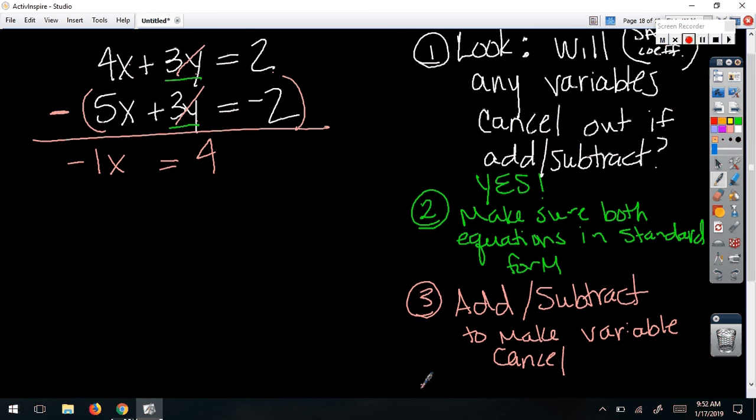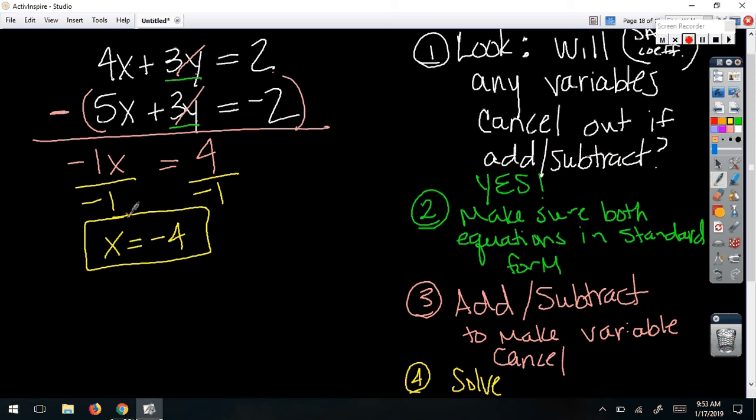Okay, so we need to solve for whichever variable we have. Well, if I have negative 1x equals 4, divide it by negative 1. 4 divided by negative 1 is what? Now, the rest is not new stuff. The rest is what we've been doing. Once you have half the answer, you use it to find the other half of the answer, right?